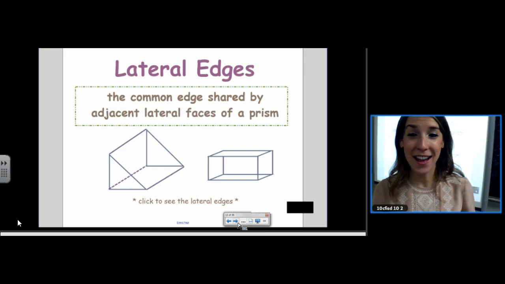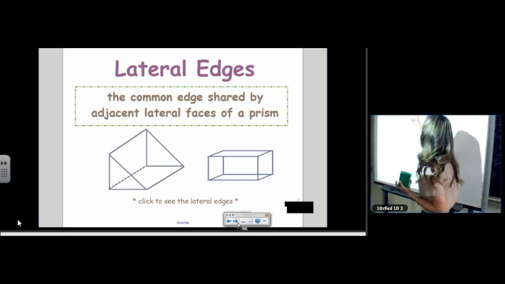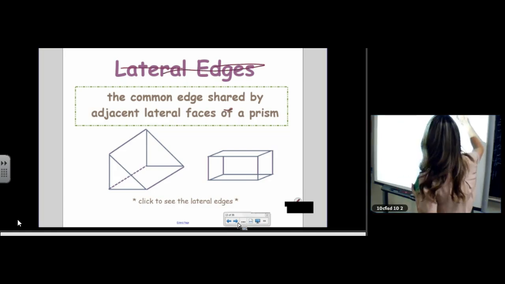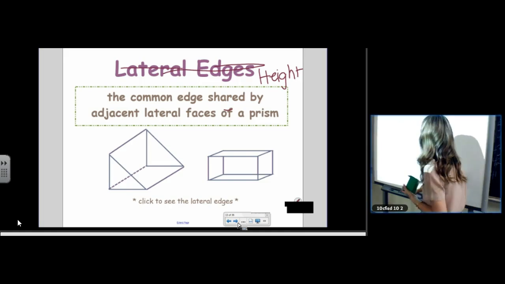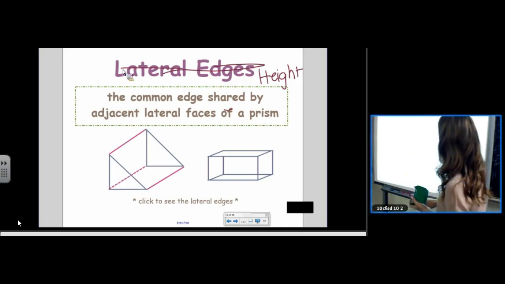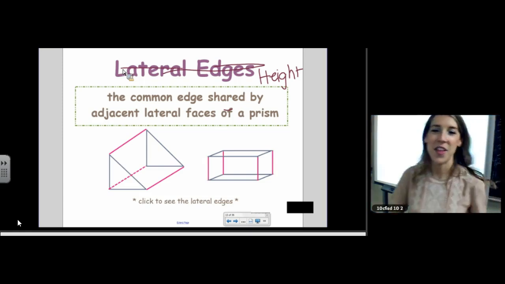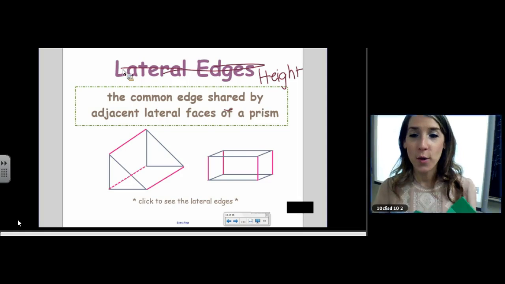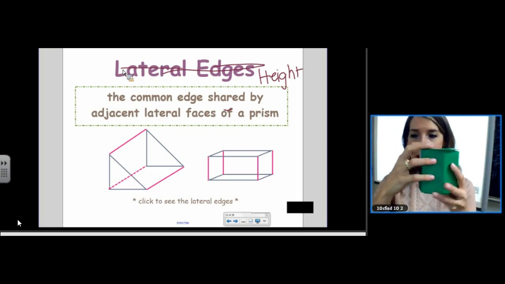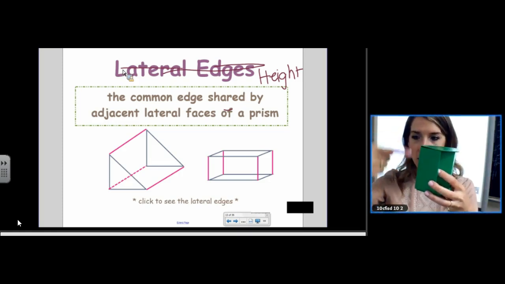The lateral edges, a really easy term for this is our height. So the lateral edges, I'm going to reveal them. They kind of turn like reddish purple. Do you see that? The lateral edge, no, it's pink. It looks pink on the screen. Those are the height of your prism. So whatever edge connects your base 1 to base 2, that edge is your height.